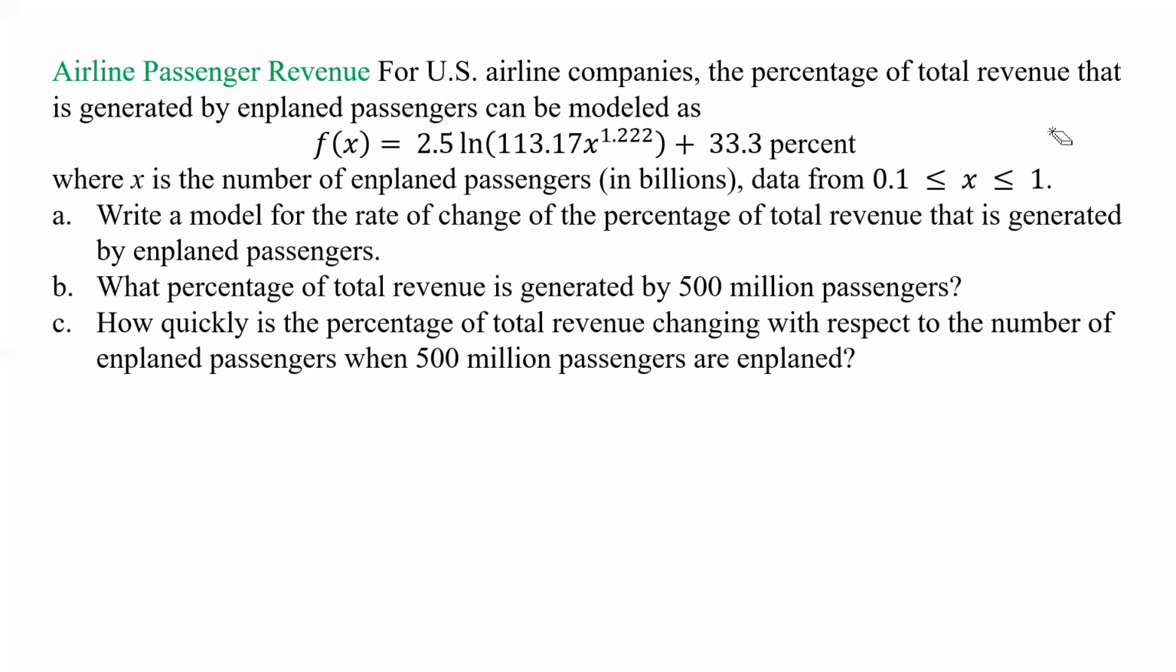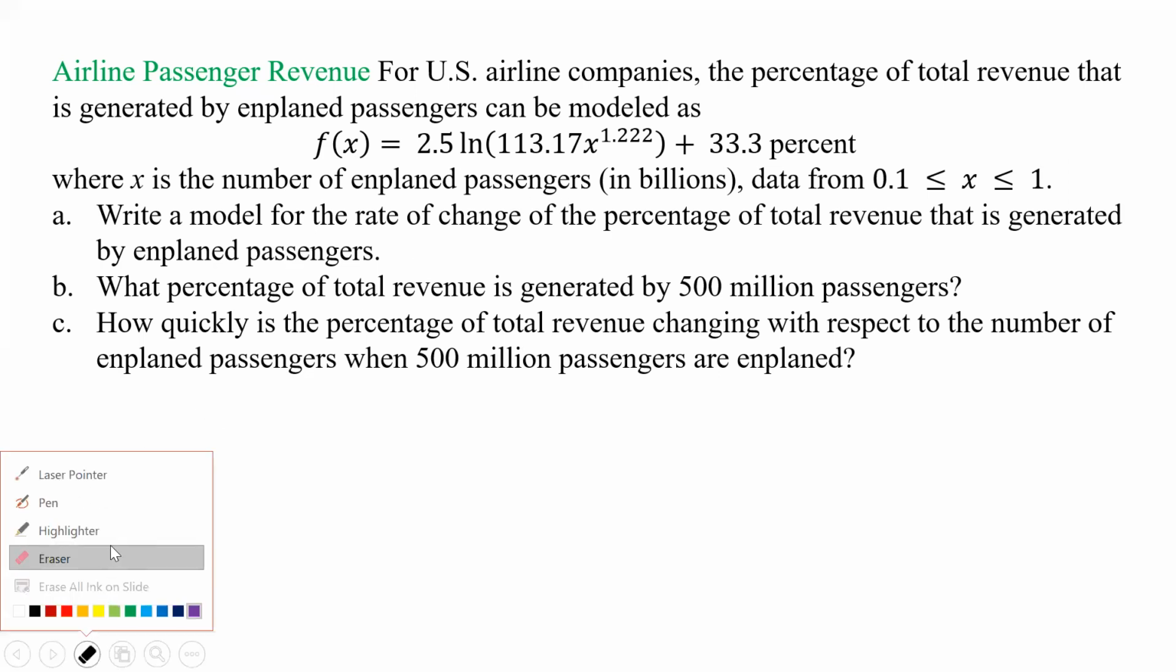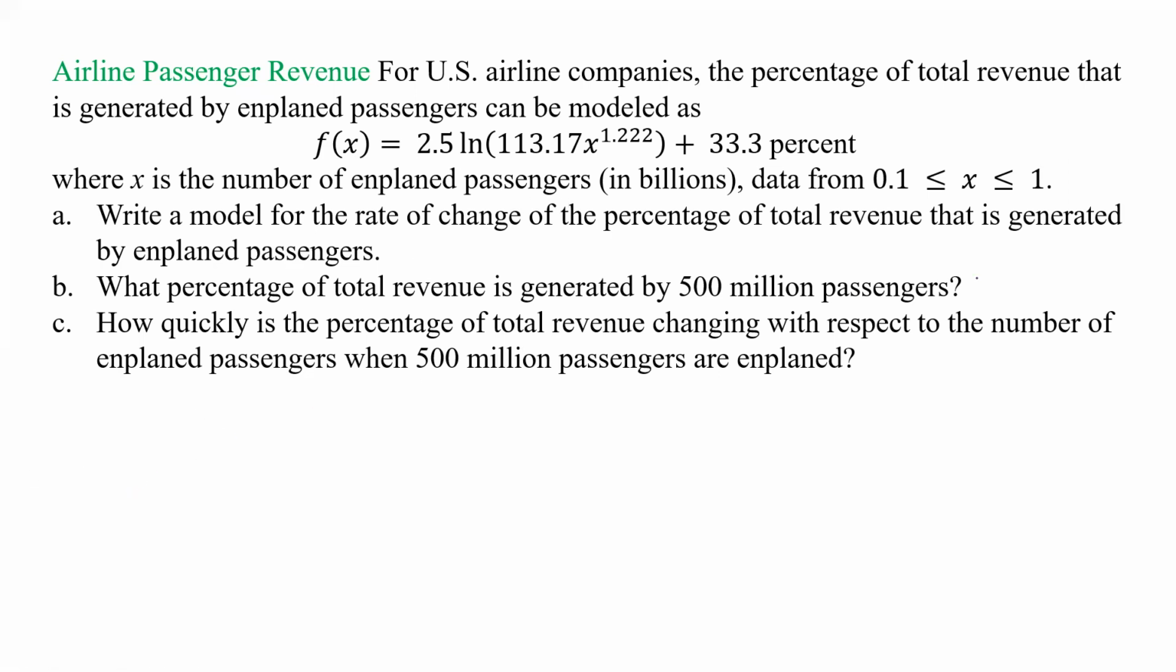All right, so now we have airline passengers. For U.S. airline companies, the percentage of total revenue that is generated by in-plane passengers can be modeled by this function, where x is the number of in-plane passengers in billions. We need to write a model for the rate of change of the percentage of total revenue that's generated. So we need to find f prime of x, and then we need to start plugging in values after that.